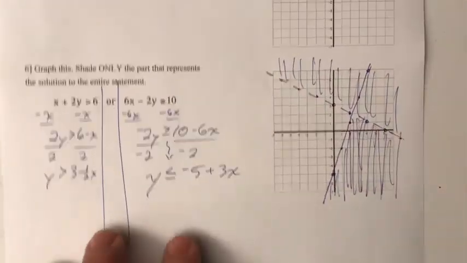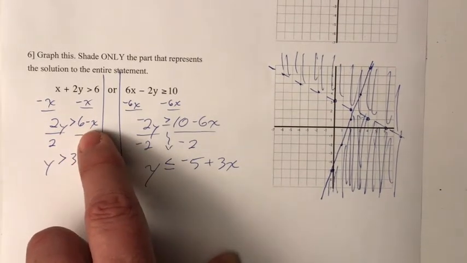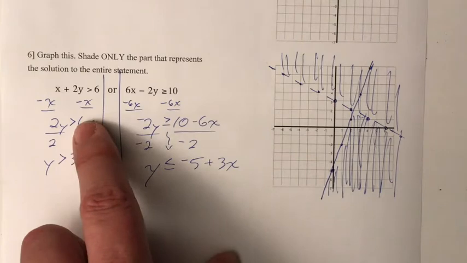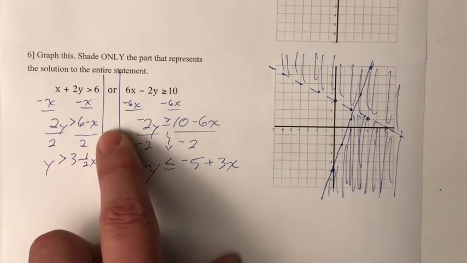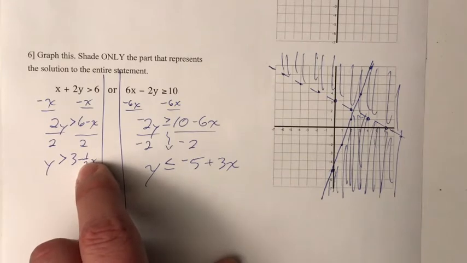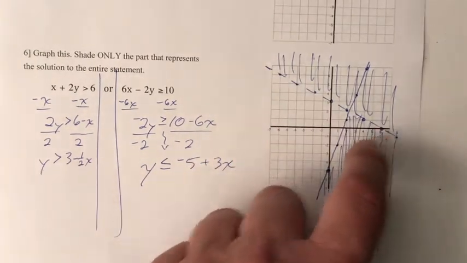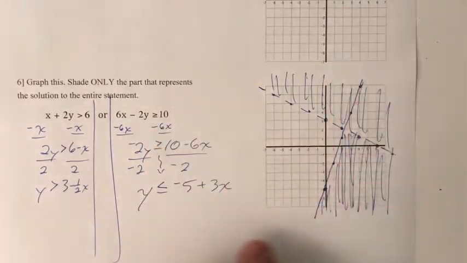Number 6. All right, so we start by subtracting x from both sides. We get that. We then divide by 2. 6 divided by 2 is 3. Negative x divided by 2 is negative 1/2 x. So there's my 3 minus 1/2 x, and it said greater than, so we shaded upward.